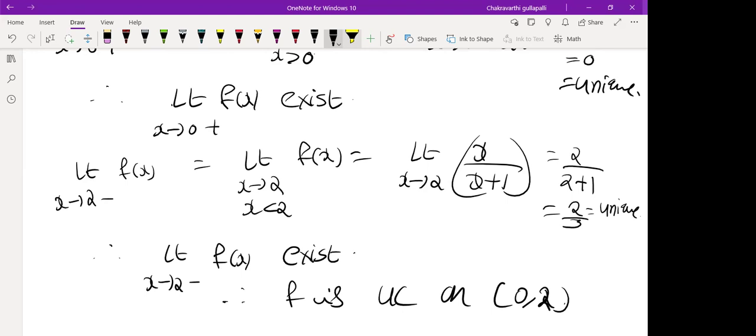But if you are asked only to test whether it is continuous or not, you have to find whether the left hand limit and right hand limit exist: the limit as x approaches a plus exists or not, and b minus exists or not. Exist means a unique answer. Then automatically it will be uniformly continuous.